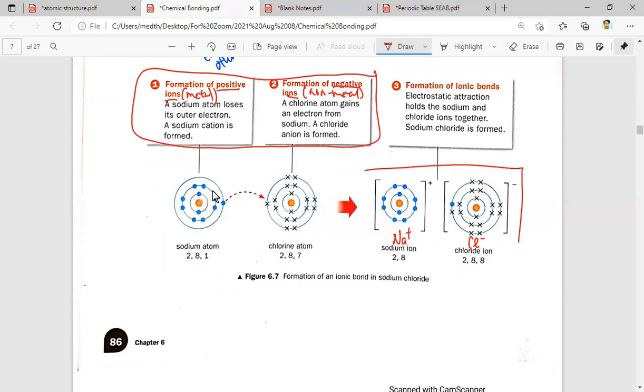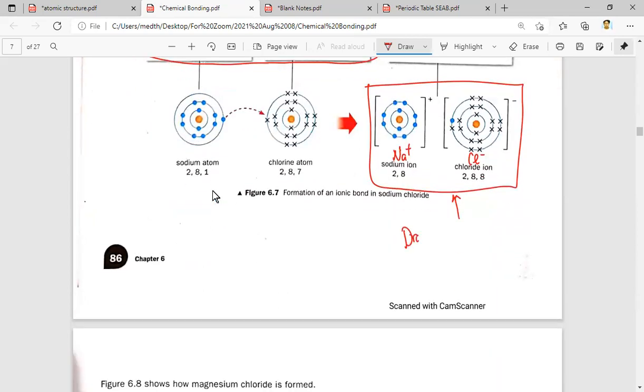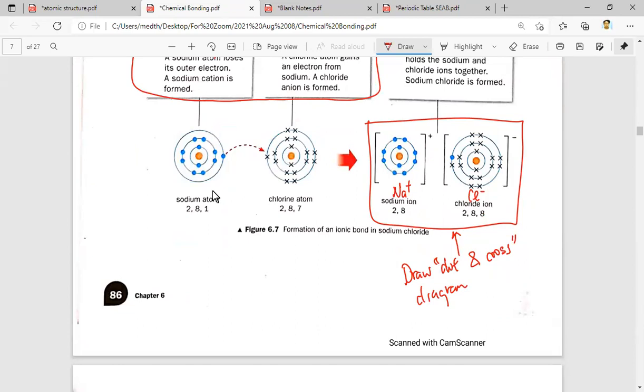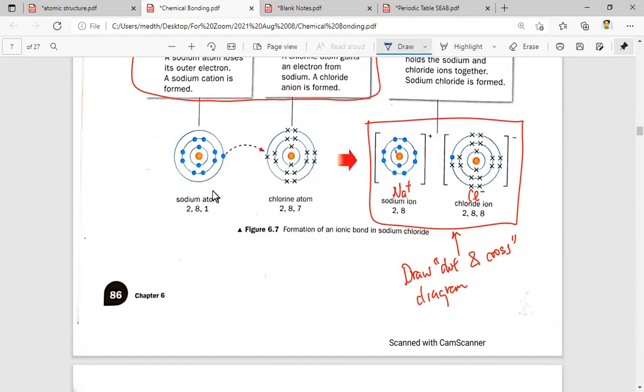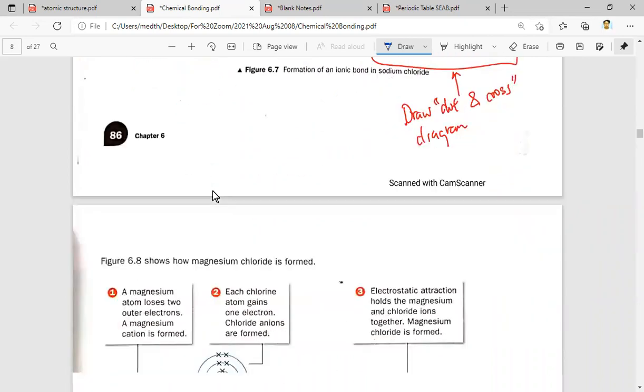So this is the drawing that we want to see. Every time, we always say draw the dot and cross diagram. Okay, this is what we're looking at. Now, I just want you to take note: in the middle here, please don't draw this big circle. In the middle, it should be Na, and maybe in a different color. In the middle here, it should be Cl. So remember to write the chemical symbol in the middle whenever we are drawing this kind of bonding diagram. Okay, we call it the dot and cross diagram.